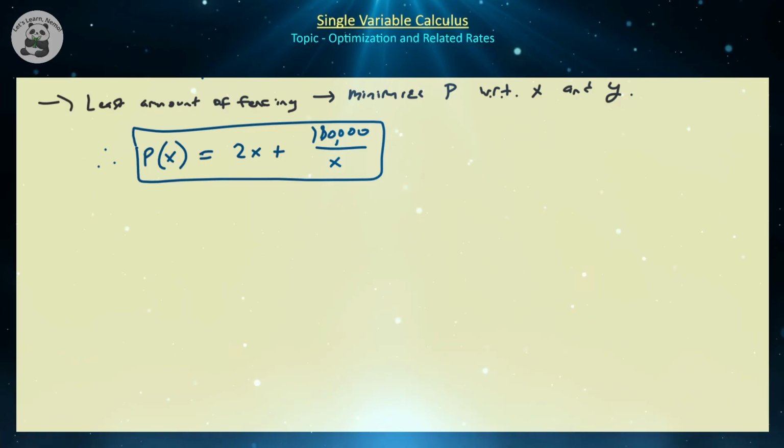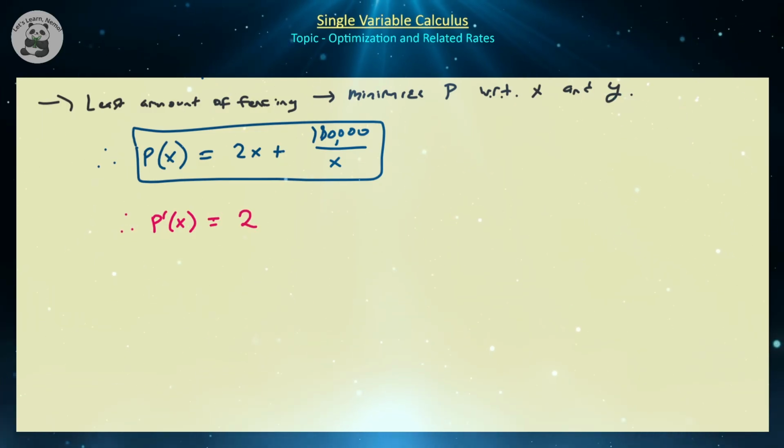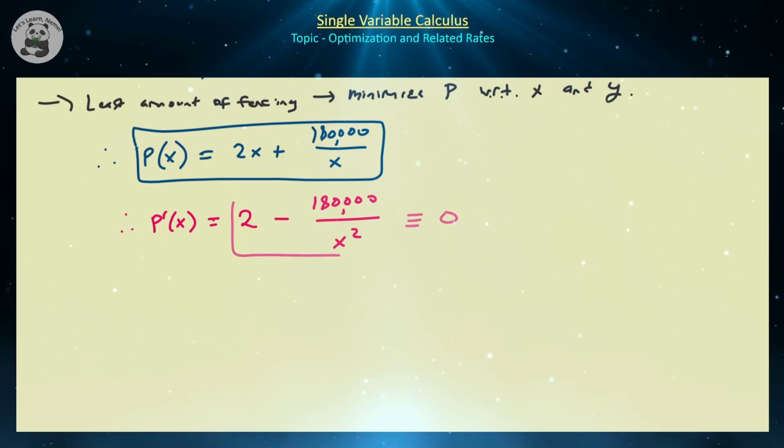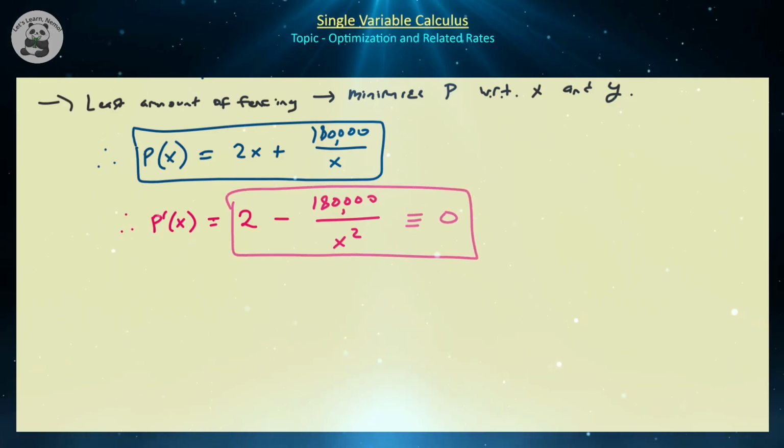So P of x is a function of x, so we should be able to differentiate that. Taking the derivative with respect to x, the derivative of 2x is just 2. The derivative of 1 over x is the same as the derivative of x to the minus 1. Minus 1 will come down and change that to a minus 2. So we're going to have 2 minus 180,000 all divided by x squared as the derivative of P. Now we just set this equal to 0 and solve for x. That should give us x values that minimize our perimeter.